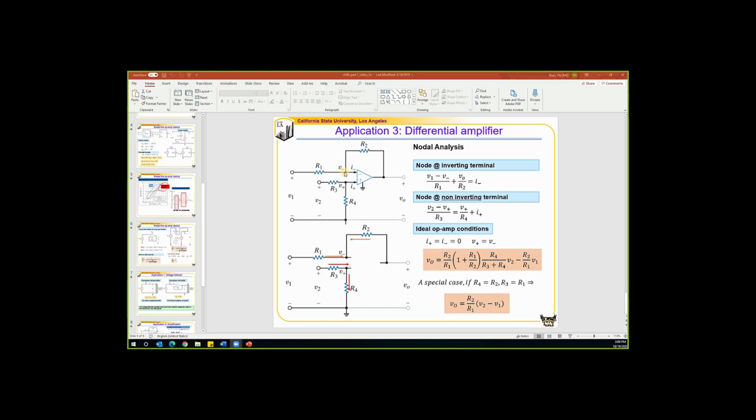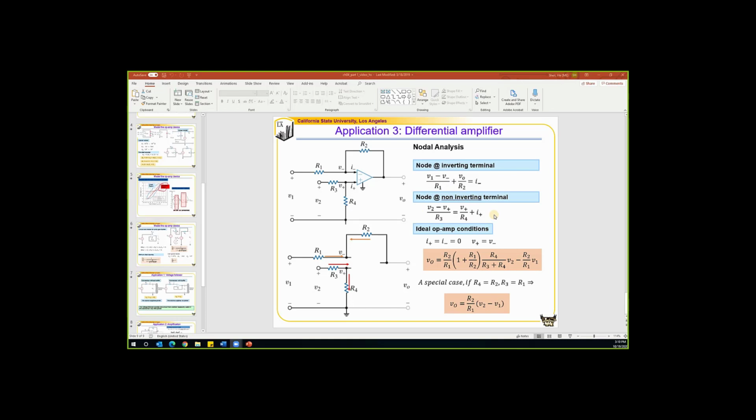Looking at the inverting terminal, the V minus node, we can write a nodal equation. We count the current going into the node as equal to the current leaving the node. The current going into the node comes from these two branches. The first branch is (V1 minus V minus) divided by R1. The current through the other branch into this node is (VO minus V minus) divided by R2. The summation of these two is equal to the current leaving this node, which is also the current going into the op-amp, I minus. So this is how we get the first equation.